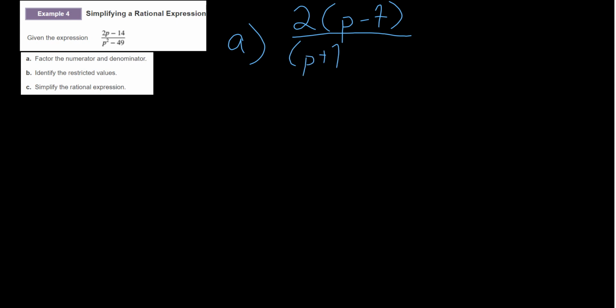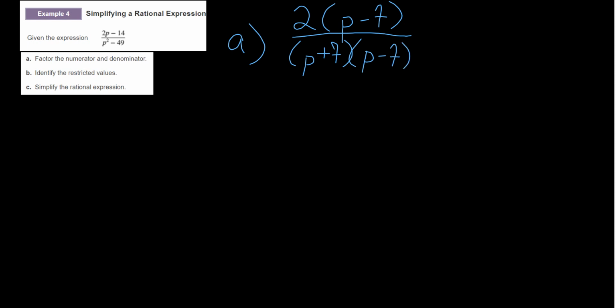All right, so there we go. So A, factor the numerator and the denominator. That's easy, right? So A, we're going to factor it. The numerator looks like I can take out a 2. So we've got a 2, and what remains is p minus 7, over, well, that's a difference of squares, so it's going to be p plus 7 times p minus 7.